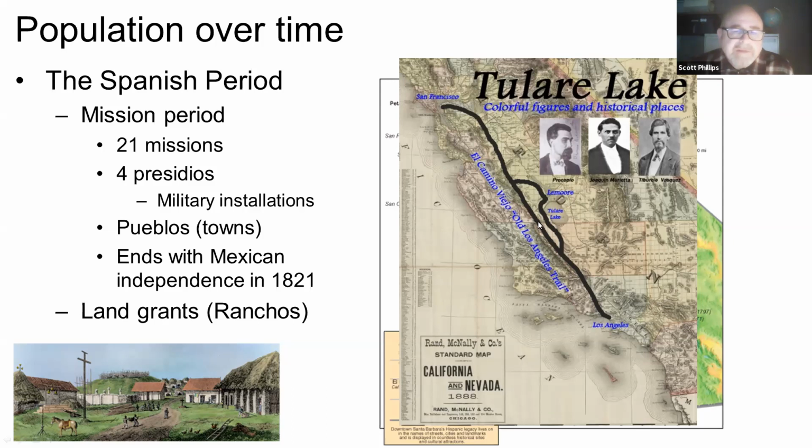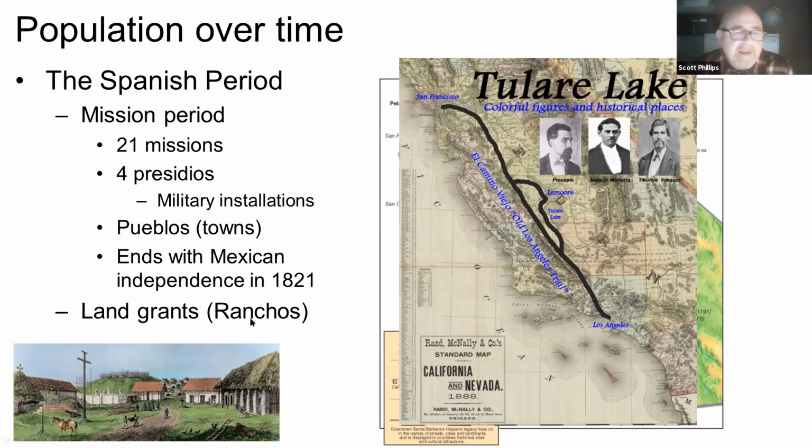It's approximately where Interstate 5 is today. And this was a back road through the Central Valley that was utilized by the Spanish. It was not as heavily traveled as El Camino Real, but it was just an interesting side note.